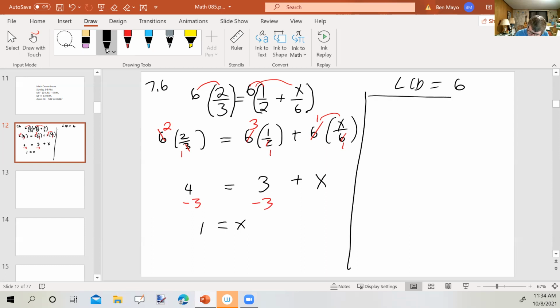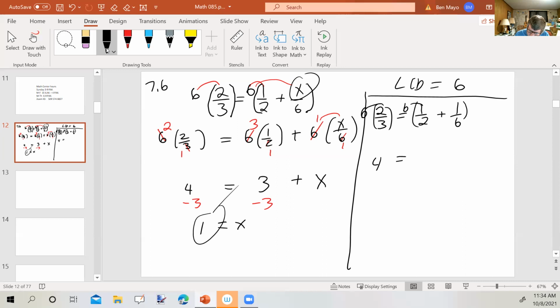Let's go back and check our work by putting 1 in the place of x in the original equation. So we get 2/3 equals 1/2 plus 1/6. We could again multiply both sides by 6, and let's see what happens. 6 times 2/3 would be 12/3 or 4. 6 times 1/2 would be 6/2 or 3. 6 times 1/6 would be 6/6 or 1. 4 equals 4, so x equals 1 checks.